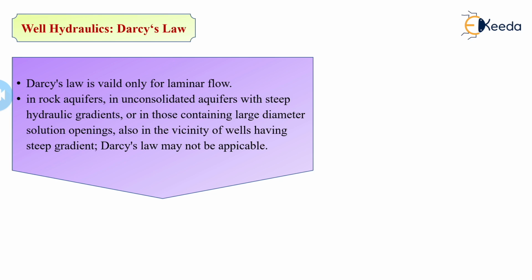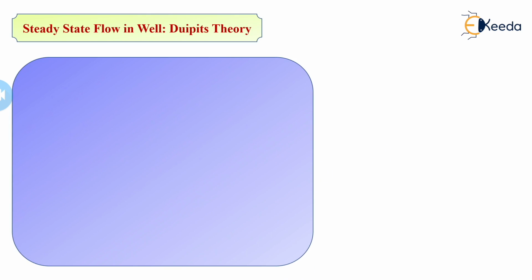So based on this, one or two of the scientists had done the analysis based on the steady state flow in a well. So according to them, what exactly are the parameters that we are going to study in this steady state flow in a well? The previous equation definitely helps us in finding out the discharge through the well, or the yield from the well.